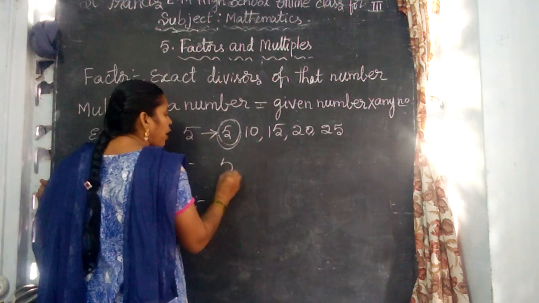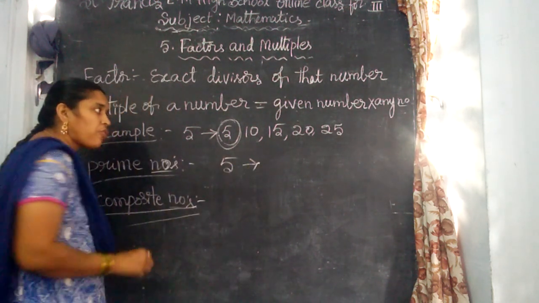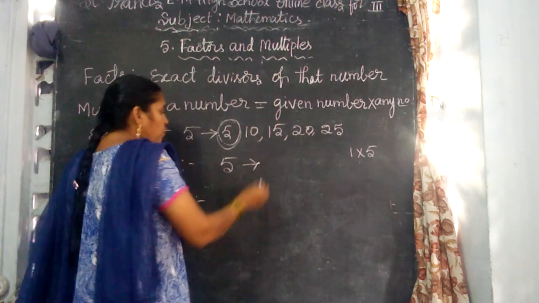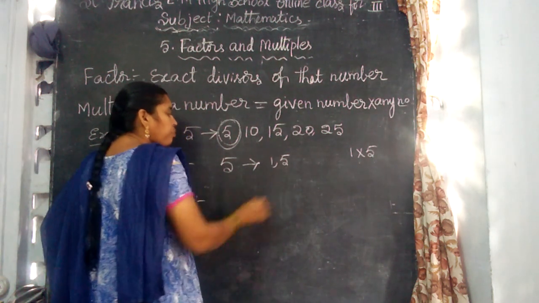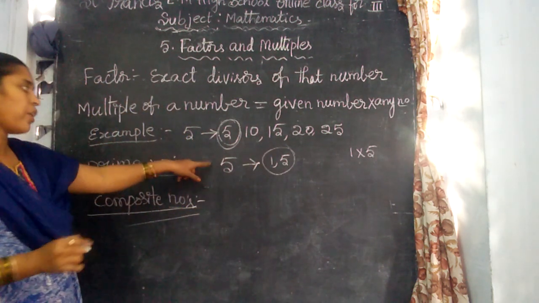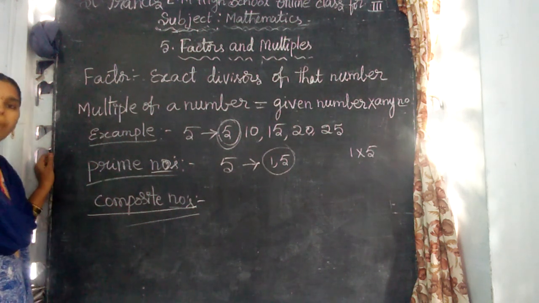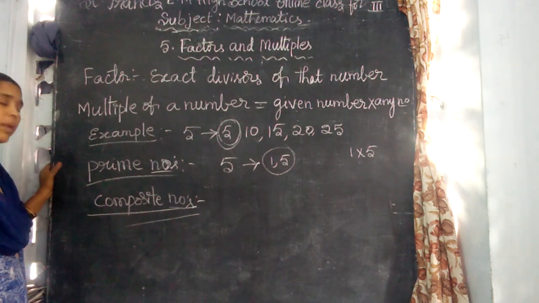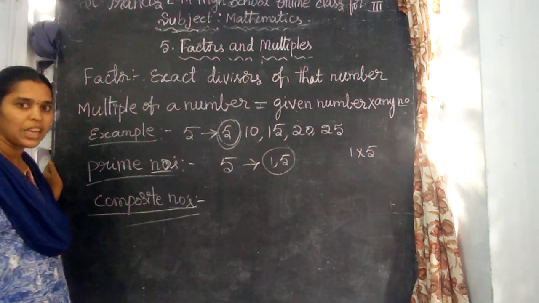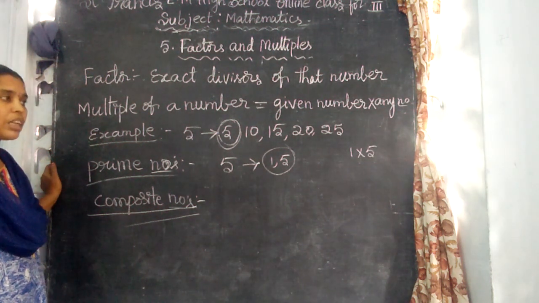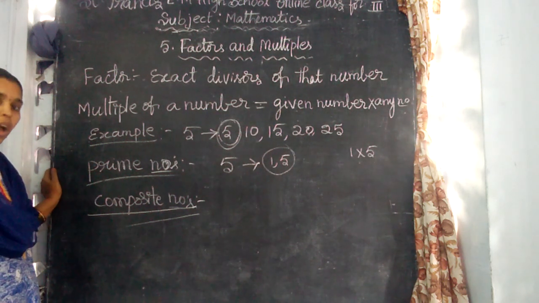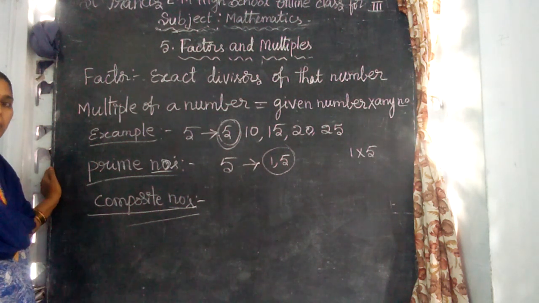For example, take 5. What are the factors of 5? 1 5s are 5. 5 1s are 5. There is no other factors. So 1 and 5 are the factors of 5. So like these numbers are called prime numbers. What is the smallest prime number? 2 is called the smallest prime number and 2 is also called the even prime number. Clear, children? 1 is not a prime number nor a composite number.